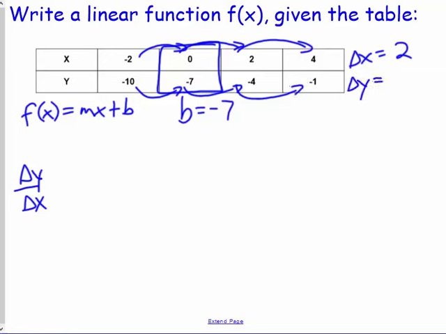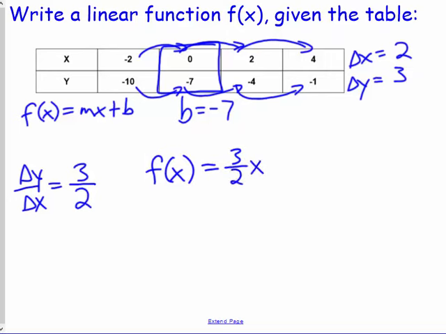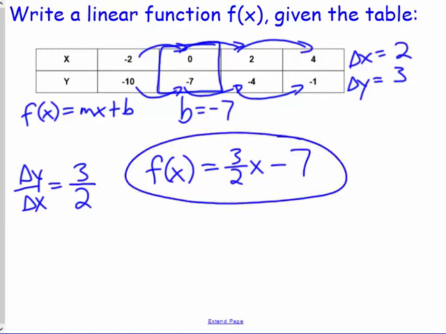So we'd say a change in y is equal to 3. A lot of people would say that the slope is 2/3 then, but remember, it's change in y over change in x. So we actually end up with 3/2. I now have a slope, I now have a y-intercept, and I can say f of x, remember, not y, f of x equals, put in the m, 3/2, and then put in the b, -7. And once again, I've written the equation.